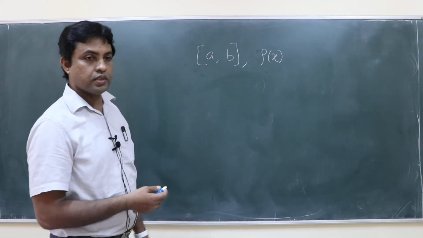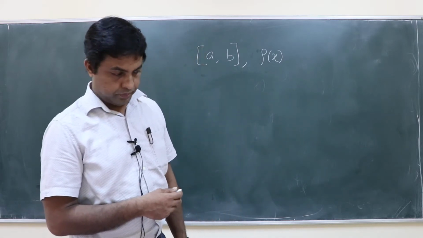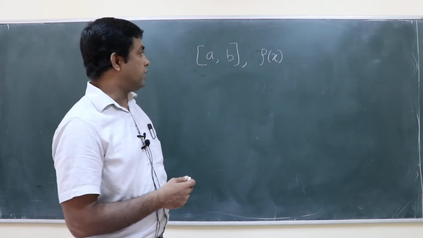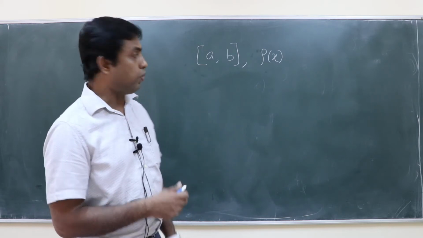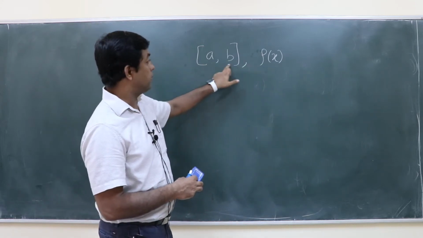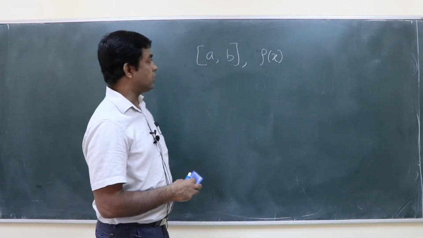Uniquely defined means only one polynomial exists, for the particular function rho of x and the domain, the interval a b. So that is important.